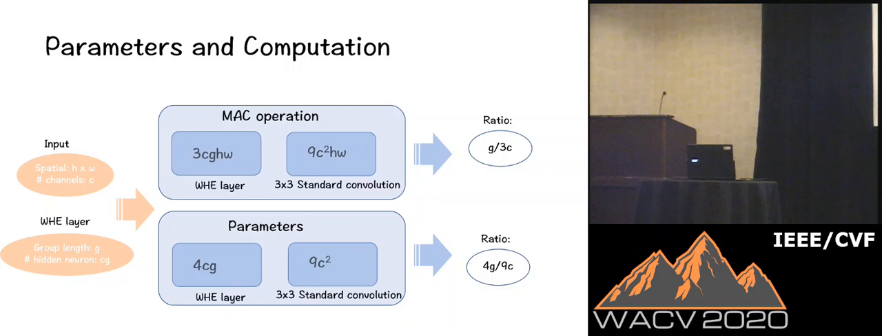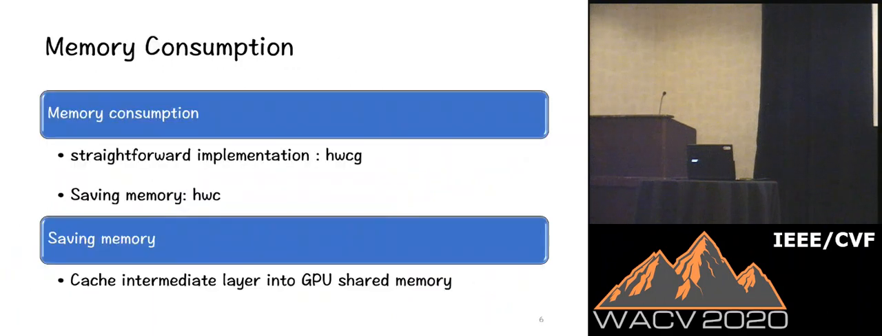If the group length is 16 and the number of input channels is 256, the weight layer only takes 1 out of 48 of the complexity of the 3x3 convolutional layer. If we directly implement the weight layer, the memory consumption will grow with the number of hidden neurons. Thanks to the sparse connection in our weight layer, after splitting the input channel into groups, we can fit the computation into GPU shared memory and compute the intermediate result on the fly.